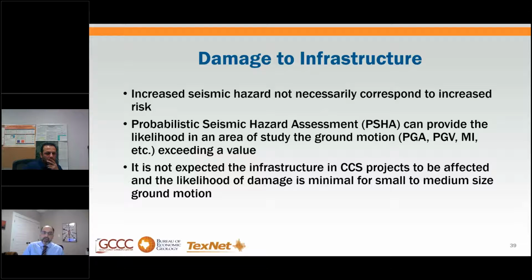But as I said earlier, we don't expect the infrastructure in CCS projects to be affected in any case, and the likelihood of damage is minimal in case of small to medium-sized ground motion. Next slide.